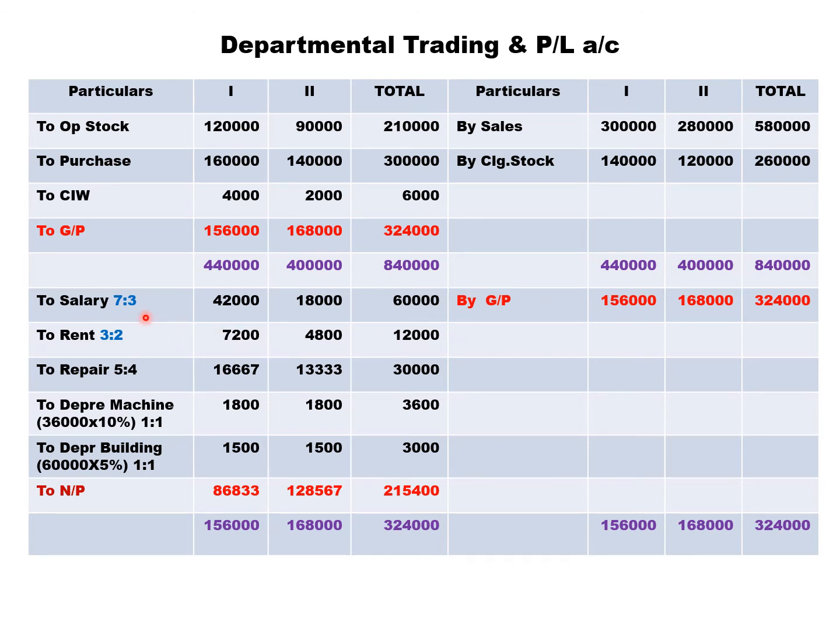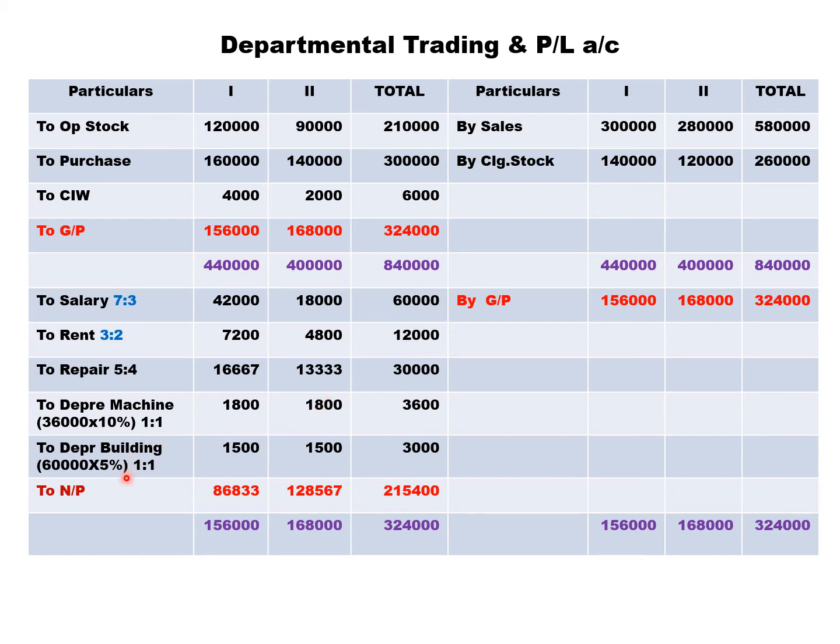So we have salary distributed in 7:3 as mentioned in adjustment number 2. Rent distributed in 3:2 as mentioned in adjustment number 3. Repair distributed in 5:4 as mentioned in the adjustment. Depreciate machinery. Machinery you should take trial balance value 36,000 into 10%. You get 3,600, distributed equally because they have not mentioned any information about how to distribute. So take it 1:1, 1,800 and 1,800.